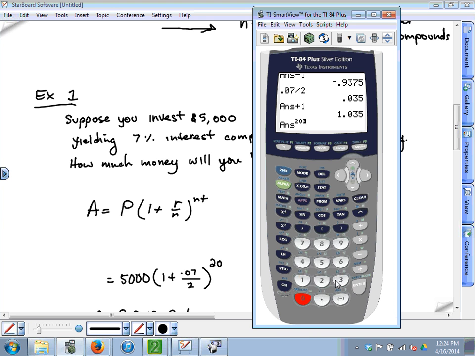Now before I hit enter, I want you guys to understand a little bit of number theory here. Raising something to the 20th power, doesn't that usually make a giant number?